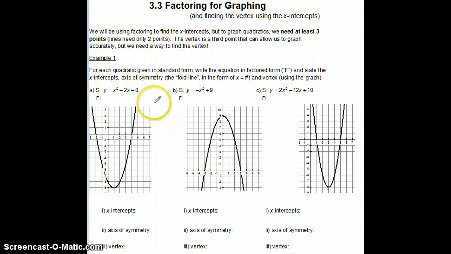So here's our first example. For each quadratic given in standard form, write the equation in factored form and state the x-intercepts, axis of symmetry, the fold line in the form of x equals a number, and the vertex using the graph. Okay, so let's go. Here is a trinomial. We know how to factor these by finding out what adds to this number and what multiplies to this number.